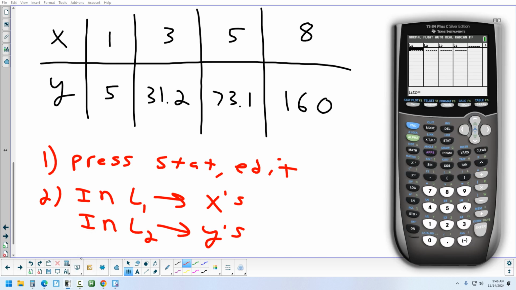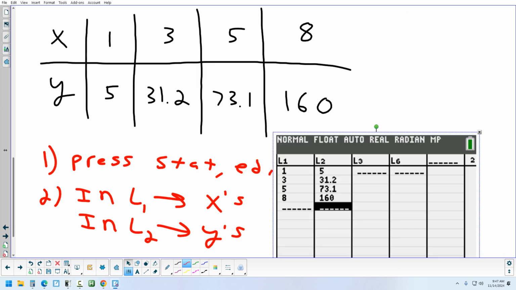Okay, so L1, I have 1, and if you hit Enter, it goes down, so it's easier to do all the X's first. 1, 3, 5, 8. And now if you press the right arrow, it'll go over to L2. We've got 5, 31.2, 73.1, and 160. So when you get to step 2, you should have something that looks like that.